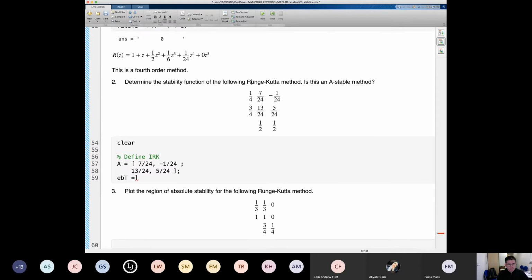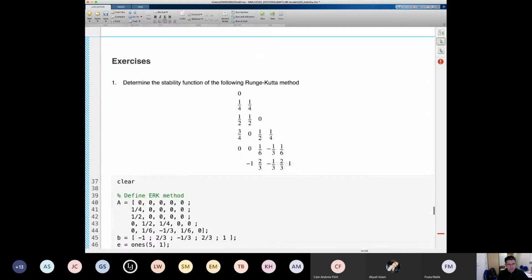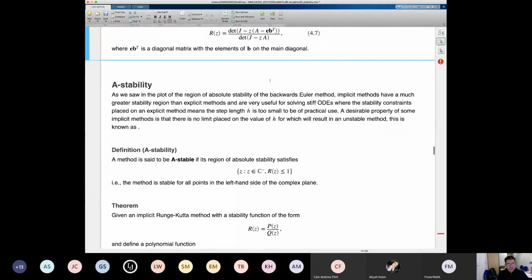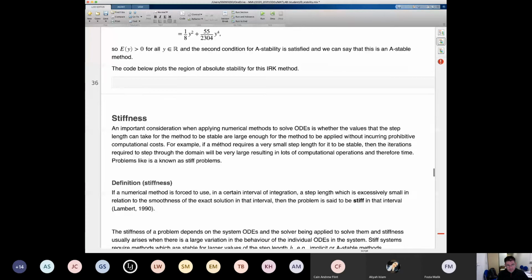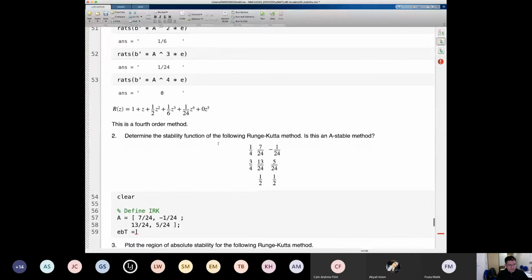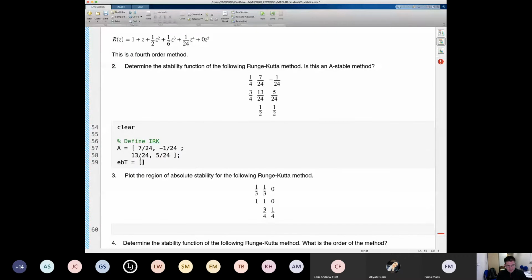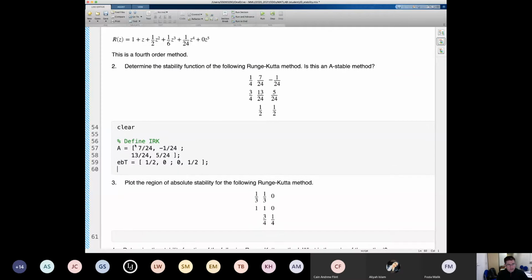I'm just going to pause there for a sec and go back to equation 4.7. This is the stability function as we used that in the last webinar. Remember that EBT is a diagonal matrix with elements of B on the main diagonal. So that's what we've got to define. I'm going to call it EBT. Sometimes people call it just B, but that can be quite misleading. So B1 and B2 are both a half. Okay, so that's our IRK method.